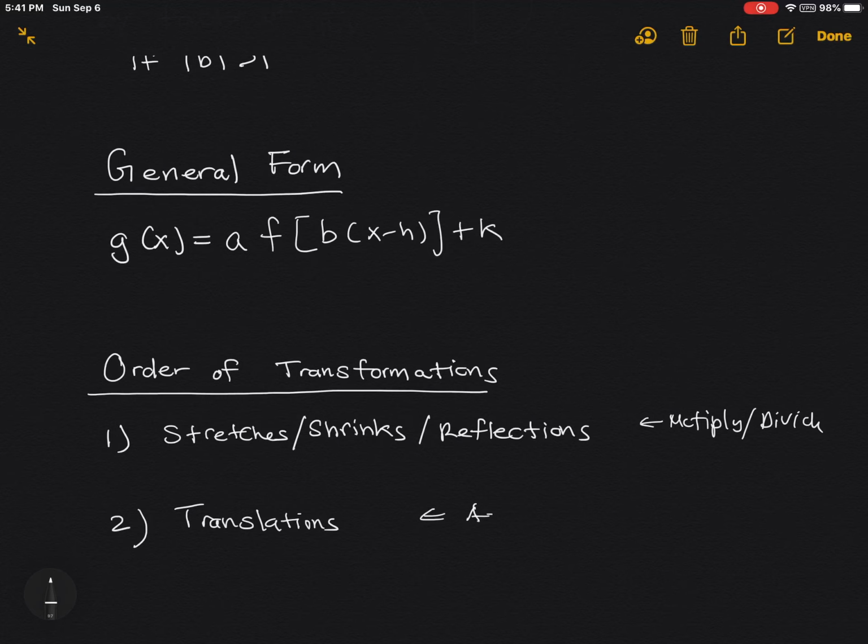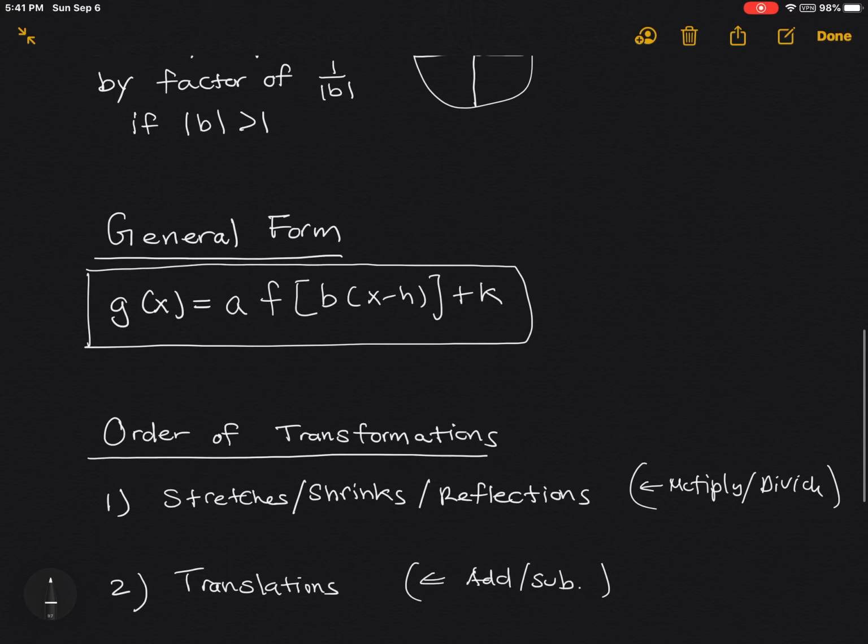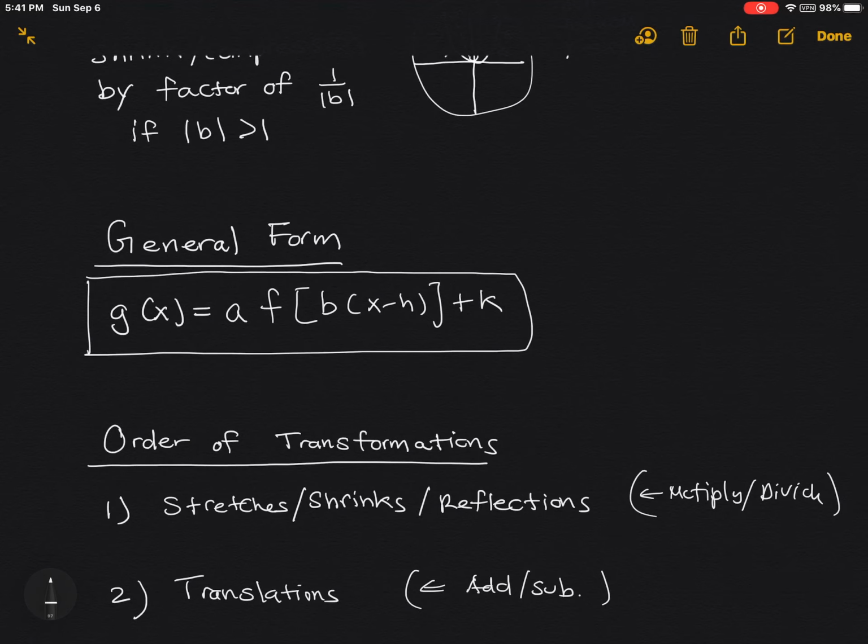Why do we do translations last? Because these guys right here, you add and subtract, okay? And so hopefully that makes sense, why you do stretches and shrinks, and reflections, and then translations, because it follows the order of operations. Okay, so there will be some examples in your notes where I basically do all of the transformations.